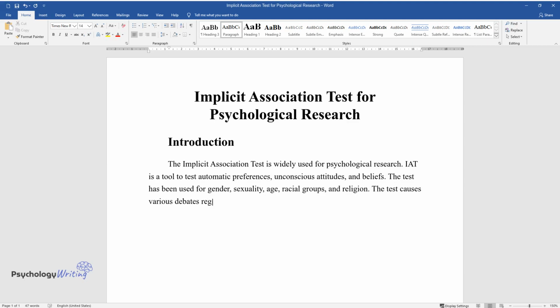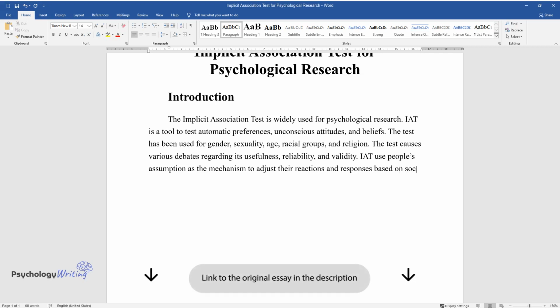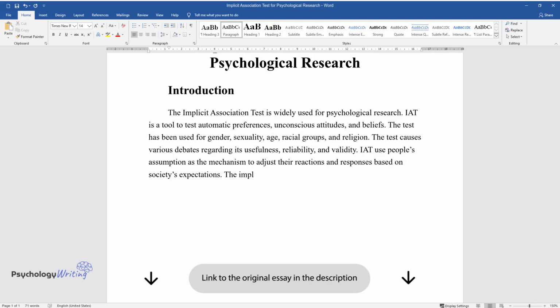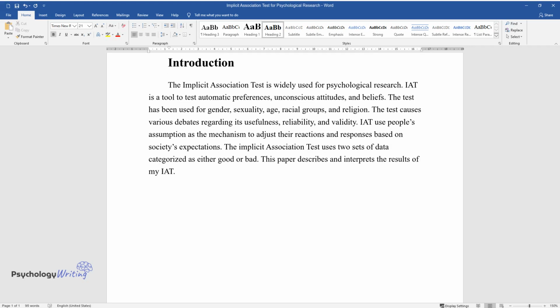The test causes various debates regarding its usefulness, reliability, and validity. The IAT uses people's assumptions as the mechanism to adjust their reactions and responses based on society's expectations. The Implicit Association Test uses two sets of data categorized as either good or bad. This paper describes and interprets the results of my IAT.